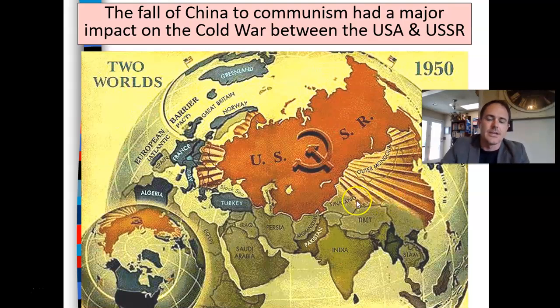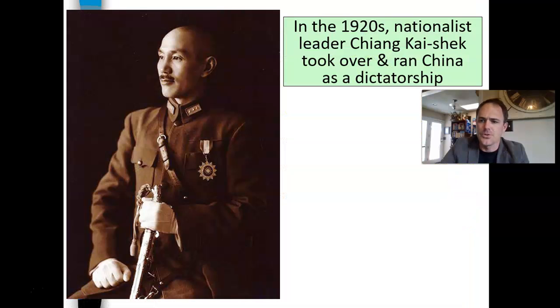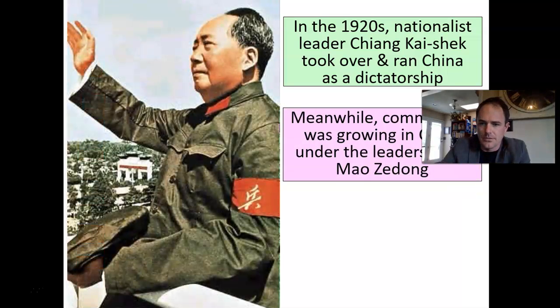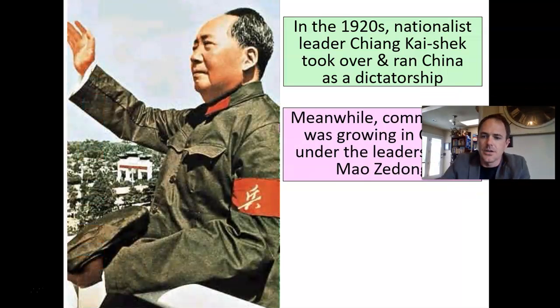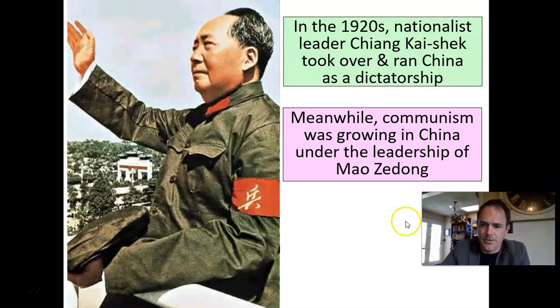Look, in 1950, this is a map of the US perspective of these two worlds. In blue, the NATO countries, and in red, the Warsaw Pact countries led by the USSR. And you see here, communism spreading into China. Let's take a look how that happened. So in the 1920s, even before World War II, nationalist leader Chiang Kai-shek took over and ran China as a dictatorship. Meanwhile, communism was growing under the leadership of Mao Zedong. You see him there on the left.